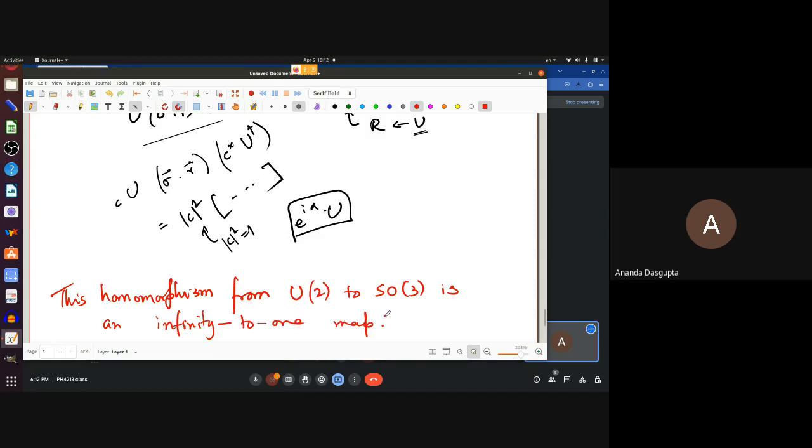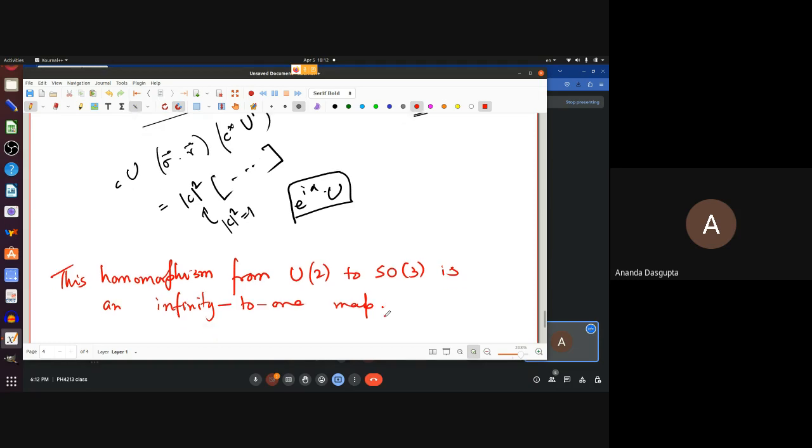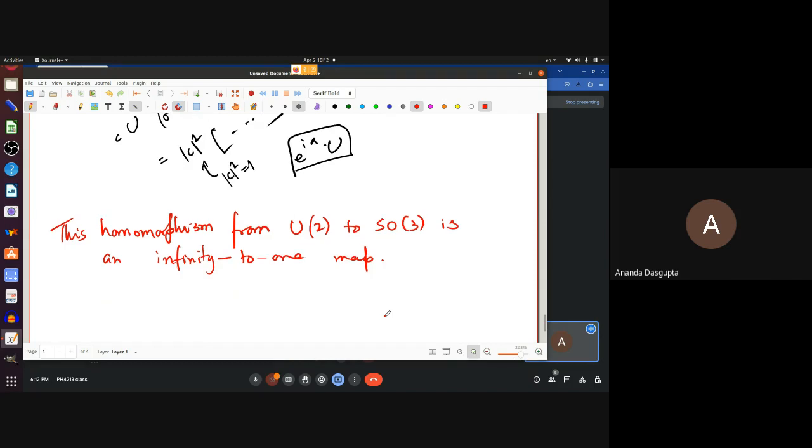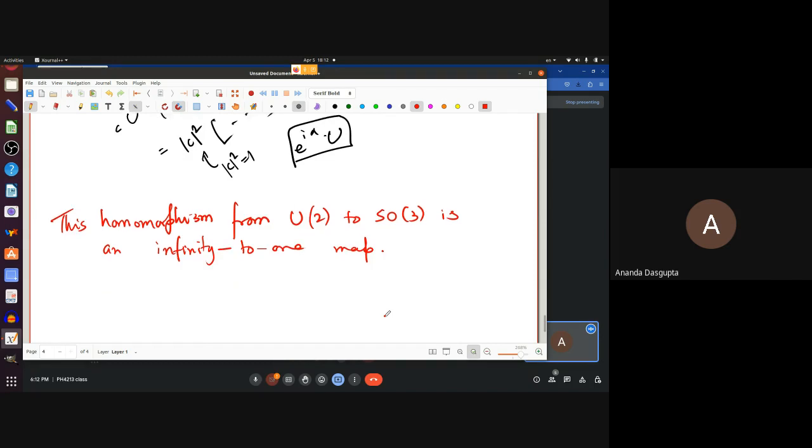Clear? Infinitely many different unitary matrices give you the same rotation. Two unitary matrices differing by a phase factor will give you the same rotation. Okay? Right. And it's important to note that.